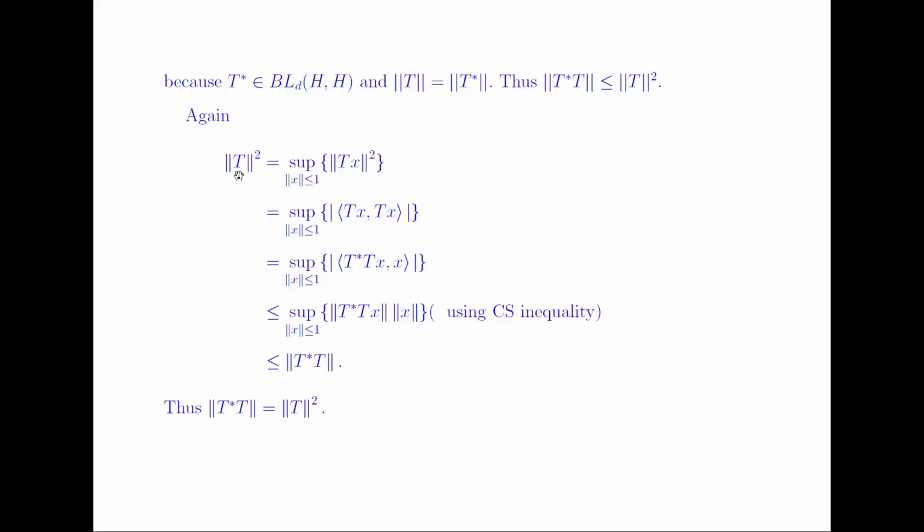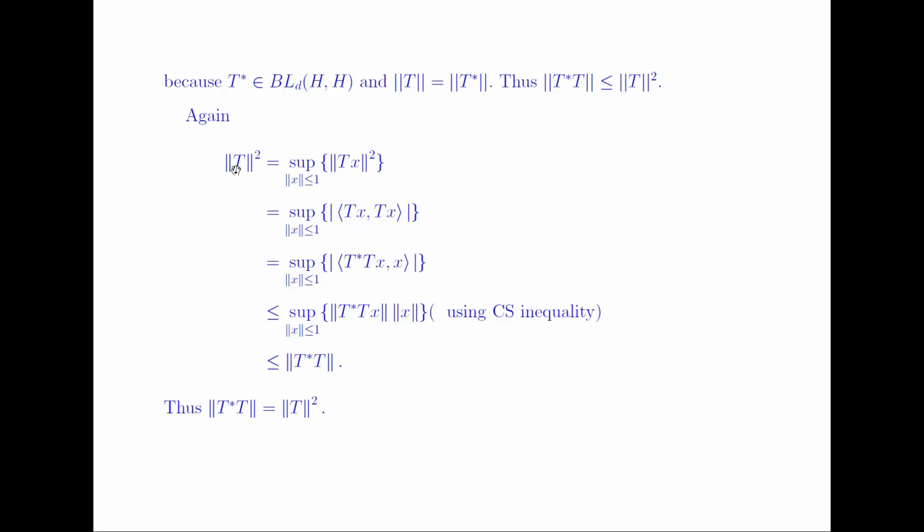So now I consider the norm of T squared, which is equal to the supremum of the norm of Tx, where the norm of x is less than or equal to 1, by the definition of the norm of bounded linear operators. And the norm of Tx squared can be rewritten as the inner product of Tx comma Tx, which is equal to the inner product of T star Tx comma x. And using again the Cauchy-Schwarz inequality, we can say that this is less than or equal to the supremum of the norm of T star Tx times the norm of x. So this is further less than or equal to the norm of T star T.